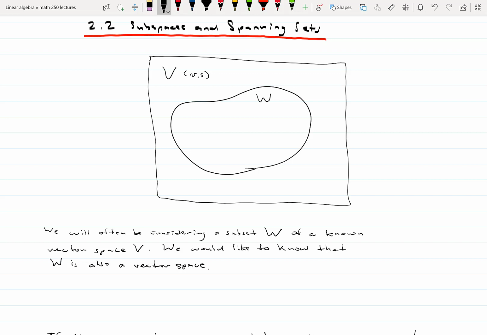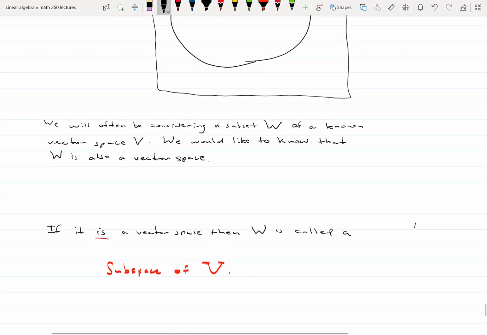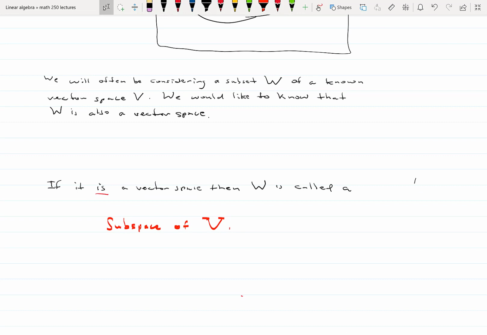Okay, it turns out that there's a way of looking at only a couple of aspects of the subset W, and determine that it actually is a vector space. So I'm jumping ahead of myself here. Let's back up a little bit. Let's talk about what we call W, this subset of a known vector space, if it turns out itself to be a vector space. So if W is a vector space, then W is called a subspace of V.